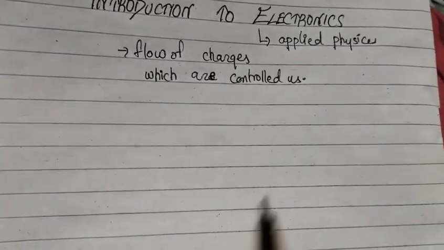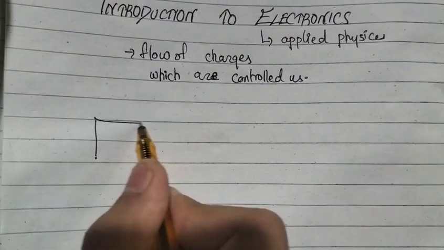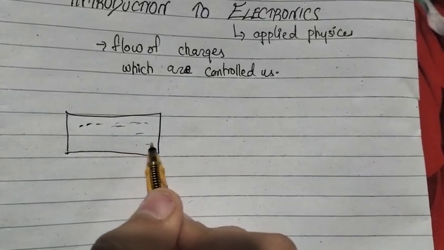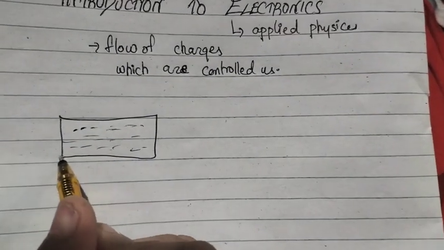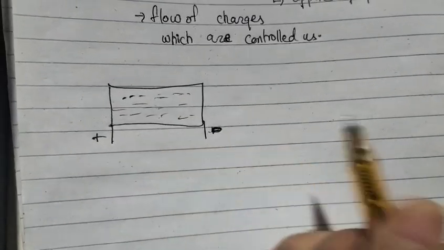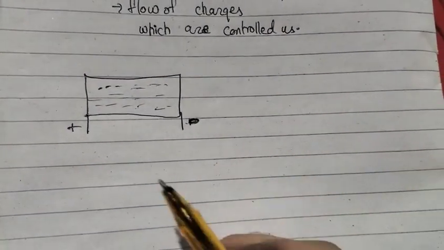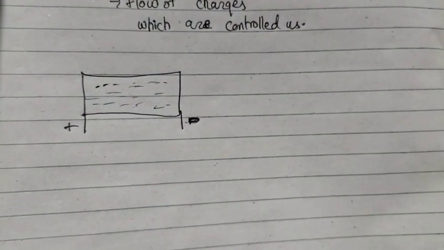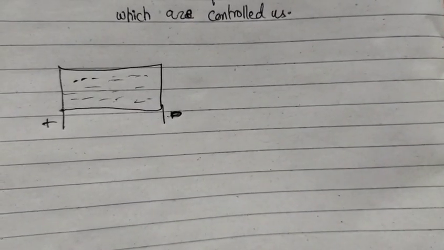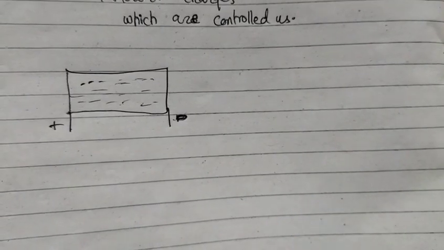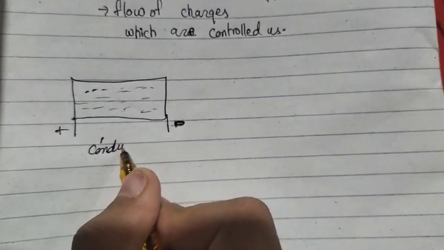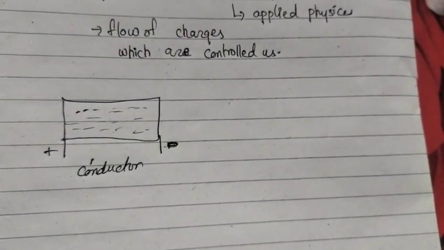Let's take an example. Suppose this is a conductor metal, and as we know, a conductor has free electrons. When I connect it with a device, with this as positive and this as negative, electrons will start flowing. In this we are unable to control the electrons, meaning we cannot control how many electrons should flow through this conductor. But in electronics, we mean flow of charge which is in our control.